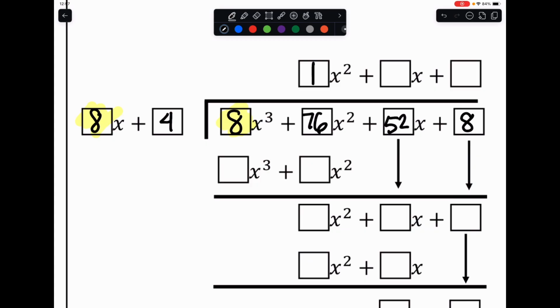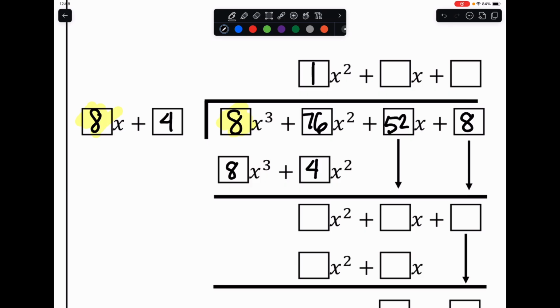Now, just like with normal long division, what we do with this quotient is multiply it with our divisor. So we're going to multiply this one term with both of these values here. So we'll start by multiplying 1 with 8, which is 8, and multiplying 1 with 4, which is positive 4. And then the third and final step for this round here is to subtract.